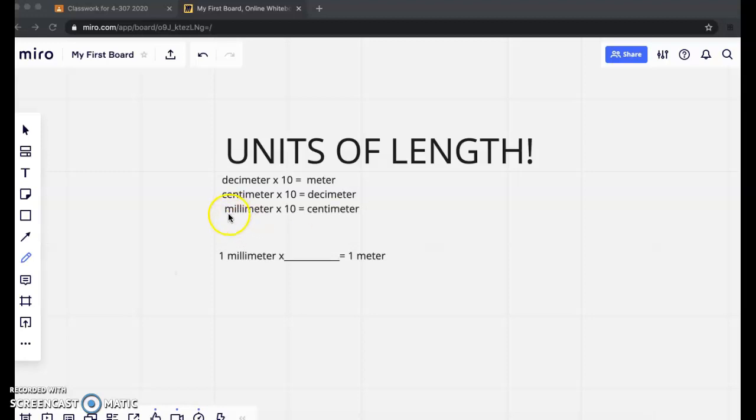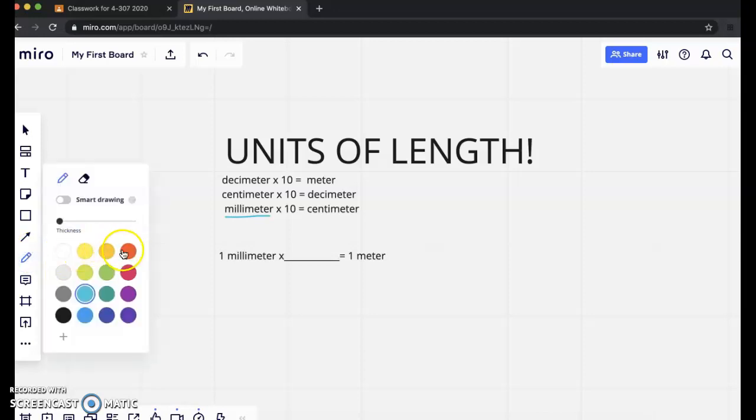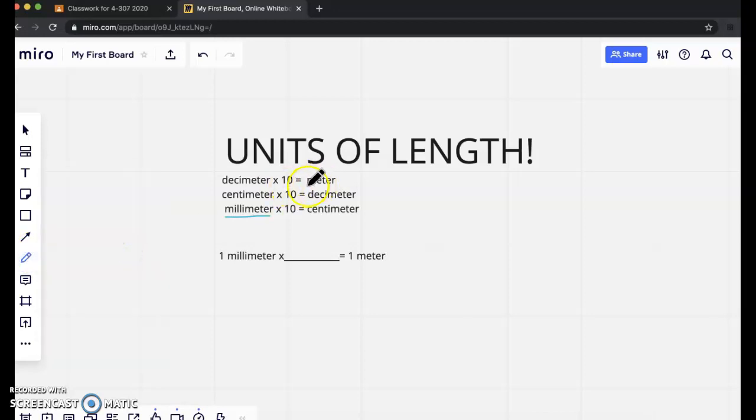So we would go from the smallest unit, which is right here, to the largest unit, which is right here. Okay? So the millimeter is the smallest and the meter is the largest. And every time you do times 10, you get a little bigger. Times 10, a little bigger. Times 10, a little bigger. That's basically how that's going to work.